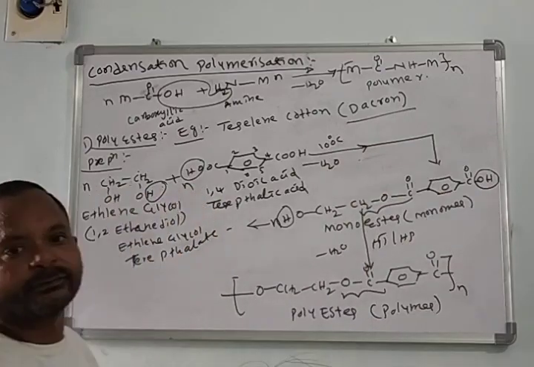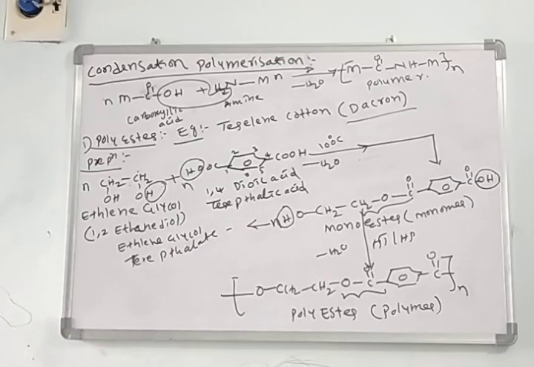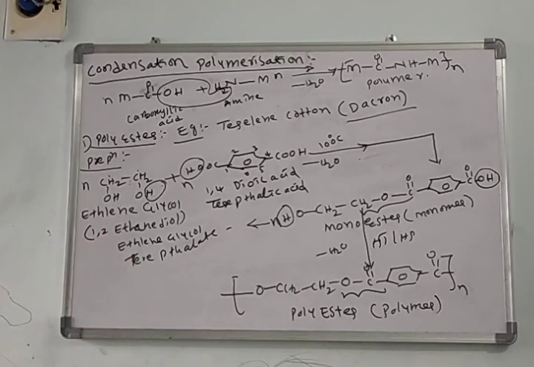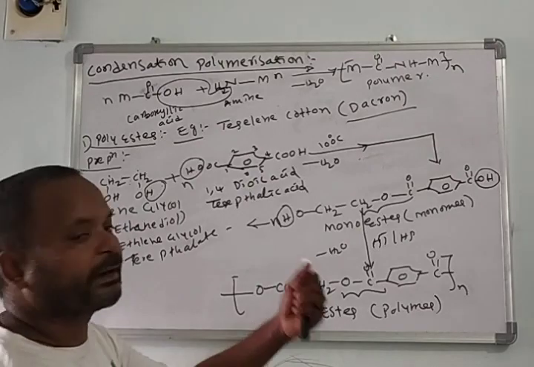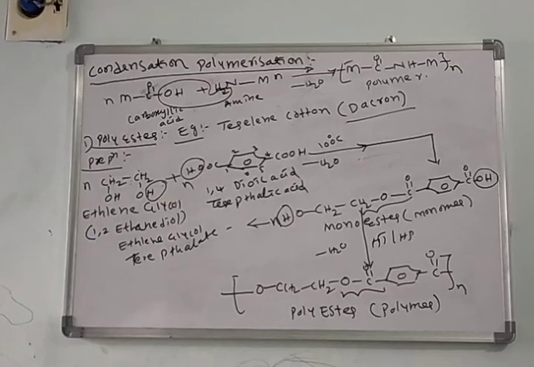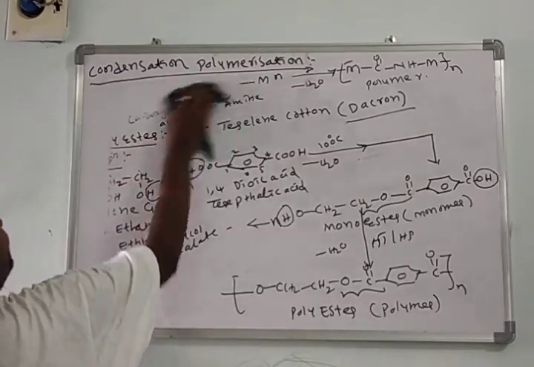This is mainly used in the fabric industry. So many fabric materials are prepared by using this polyester or terylene cotton. This is about the preparation of the terylene cotton. In continuation we'll see one more important condensation polymer, that is nylon polymers or polyamides.